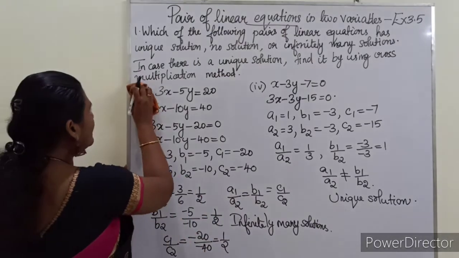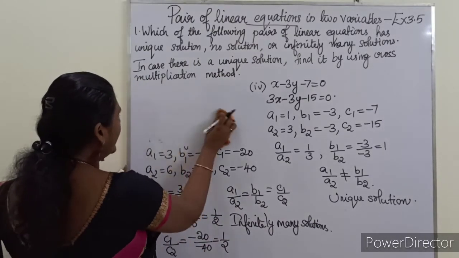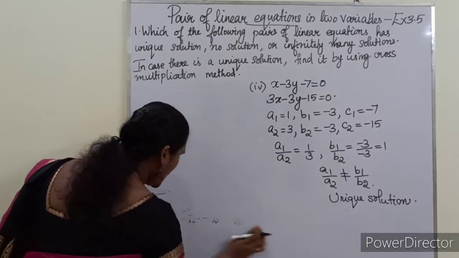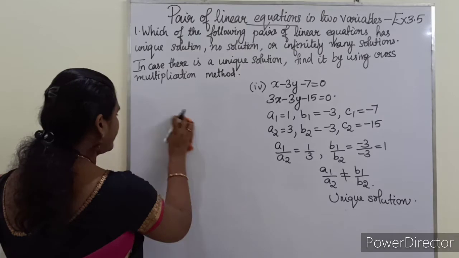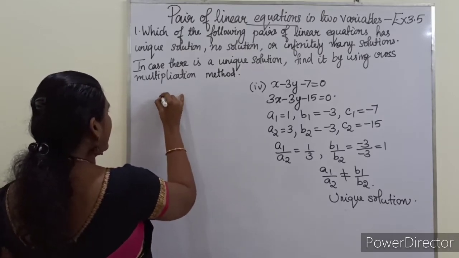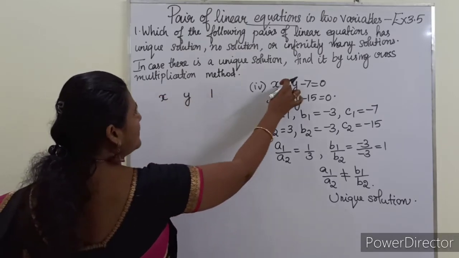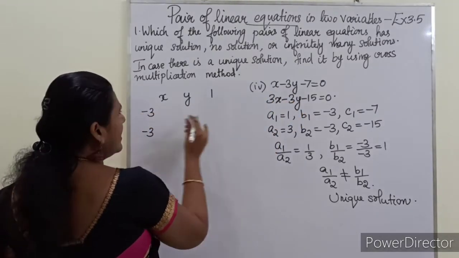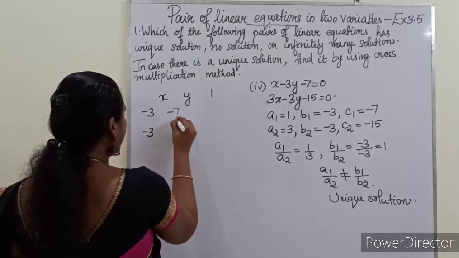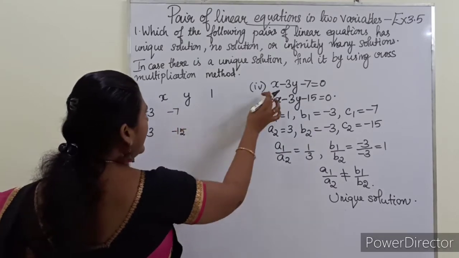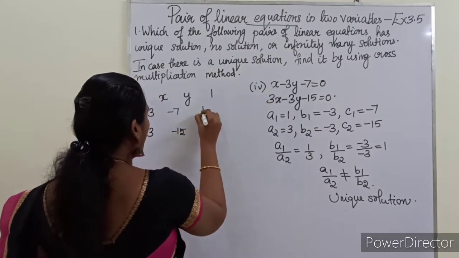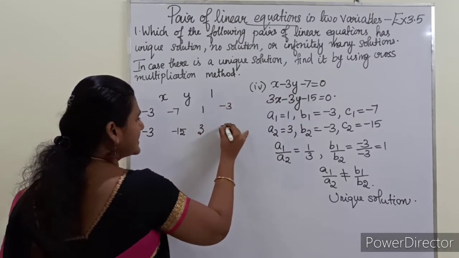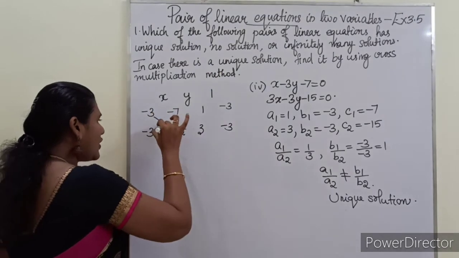So now we are going to find out the solution of the equations given here. So we will draw the diagram first. So first we will write x, y, 1. We will start with the coefficient of y, that is minus 3, minus 3. Then constant term minus 7, minus 15. Then again coefficient of x 1, 3. Finally again coefficient of y minus 3, minus 3. Now we will write the arrow. We will draw the arrow mark.